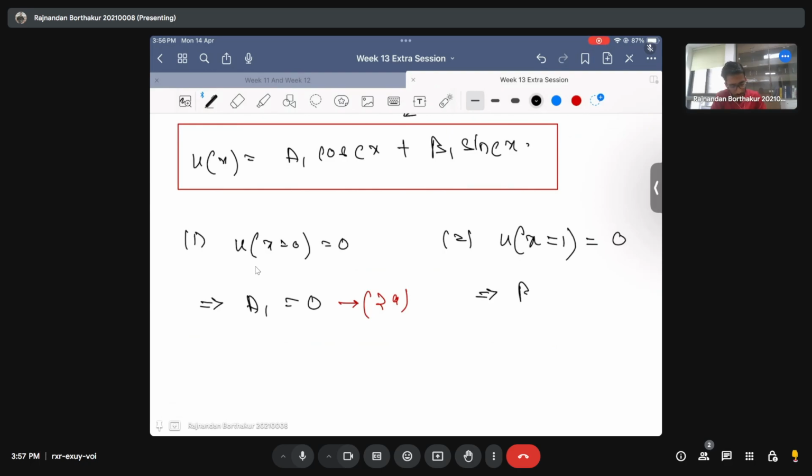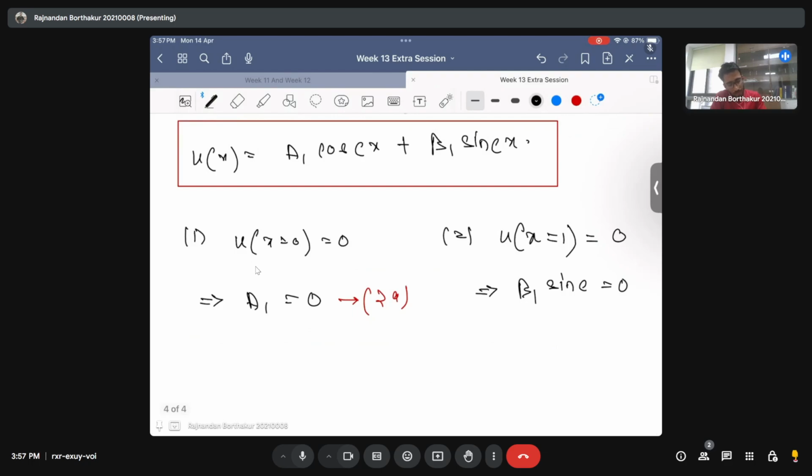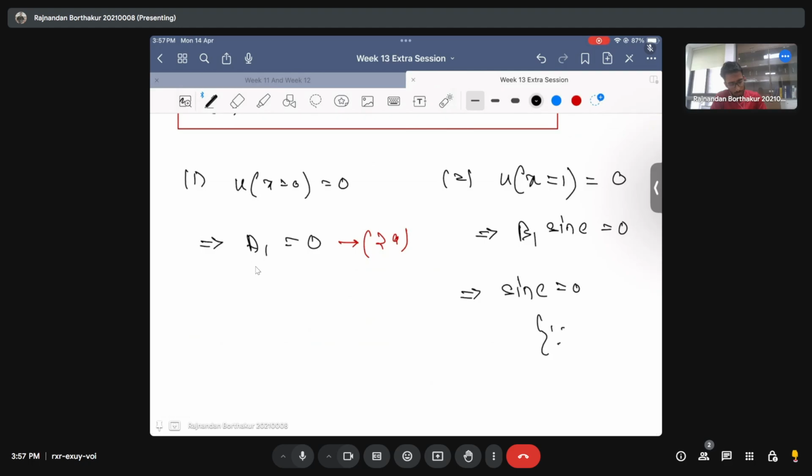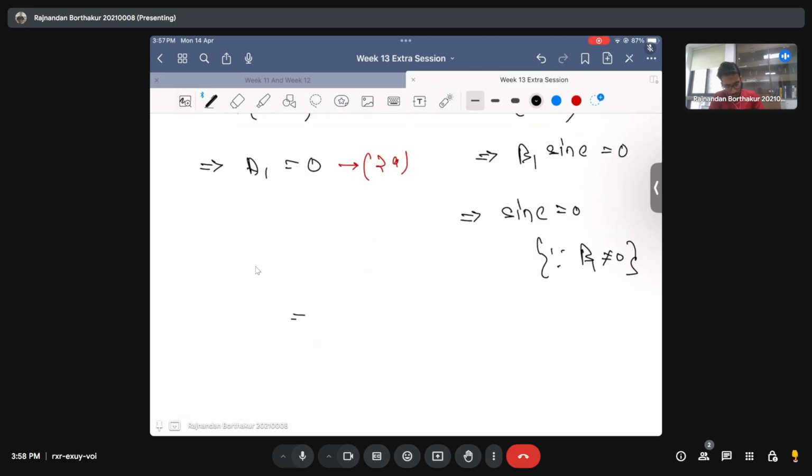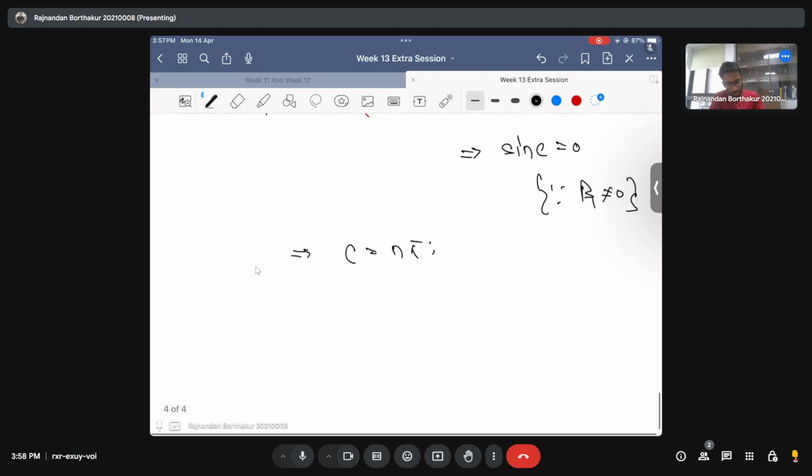This means that b1 sin c is equal to 0, but b1 cannot be equal to 0, because if b1 is equal to 0 and a1 is already equal to 0, then we'll just end up getting a trivial solution, which is not what we are looking for. Which means that sin c is equal to 0, since b1 is not equal to 0. Okay, this means that c is equal to n pi, where n can take values like plus minus 1, plus minus 2, and so on.